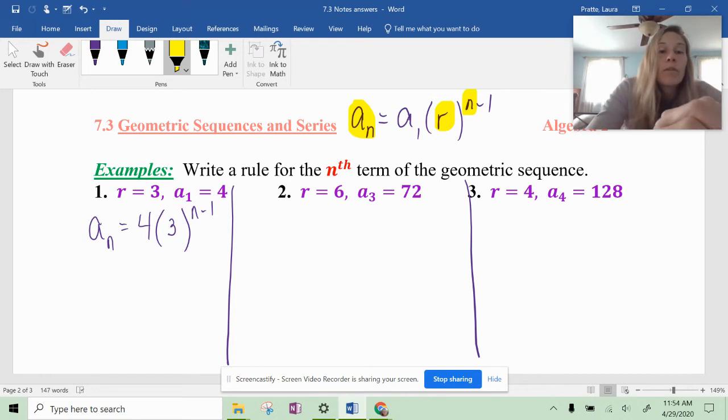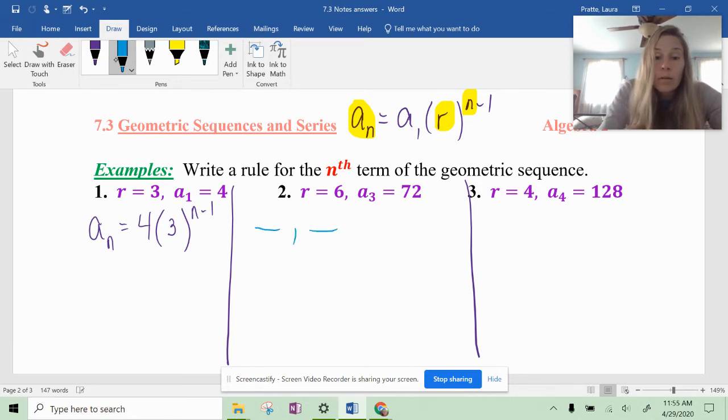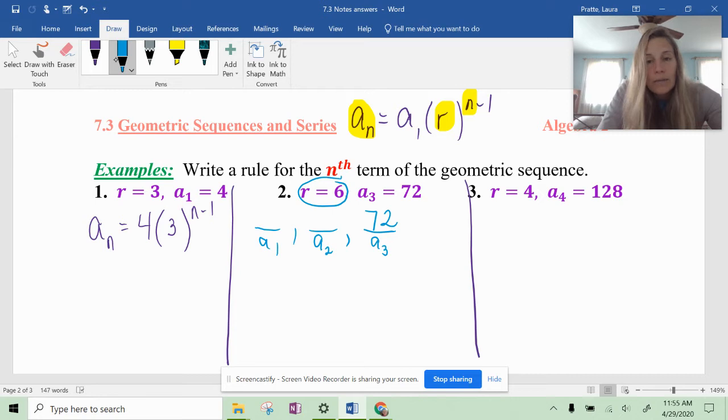Now, you might remember from yesterday when we did arithmetic, if they're only giving you the third term, one option, right? If they're giving you the third term here and they're telling you it's 72, right? And you need to know, well, what's the first term? And you know the R value is 6. Well, what number times 6 is 72?